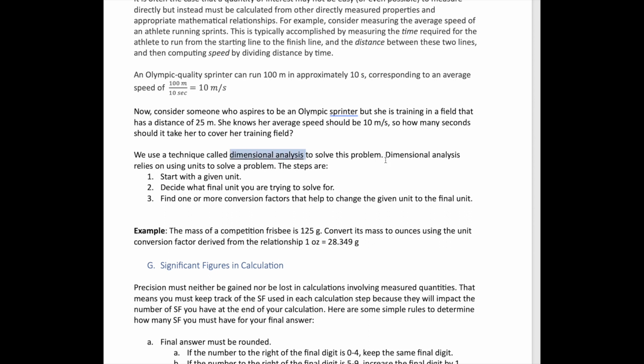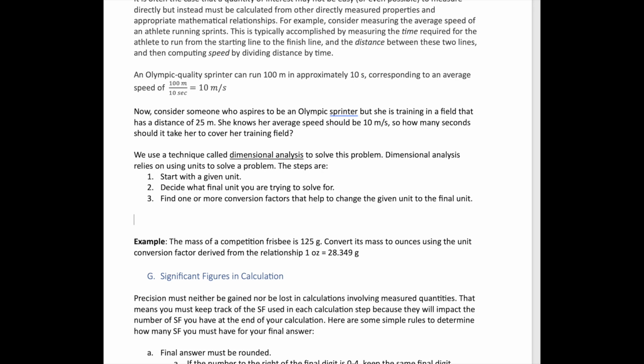First thing is you just look at the units. Forget about all the numbers. What units are you given? You're given the unit m, which is meter. You're given the unit m over s, or meters per second. And then what unit are you trying to solve for? They're asking for how many seconds. So you want your final unit to be seconds.